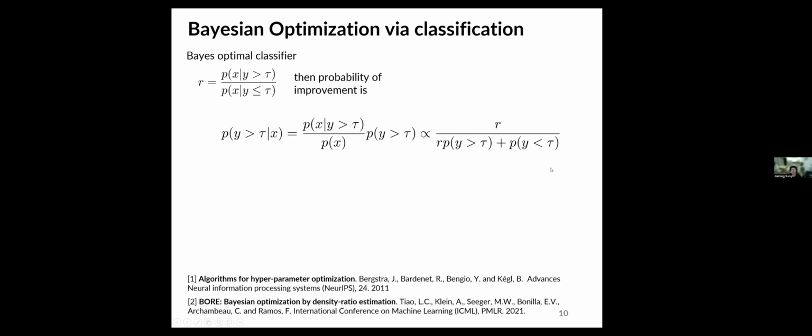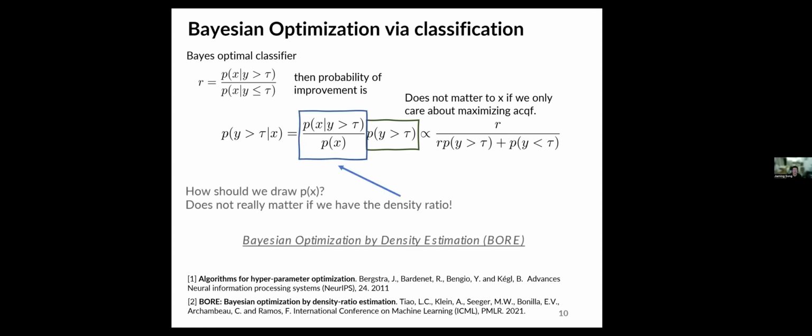closer to this. You don't have to take this exactly, but the idea is that when R is larger, then this probability of improvement is also larger. So intuitively, you want the ratio over the threshold to be higher than the ratio below the threshold. And we do not care about the other constant factor if we're only caring about maximizing this acquisition function.